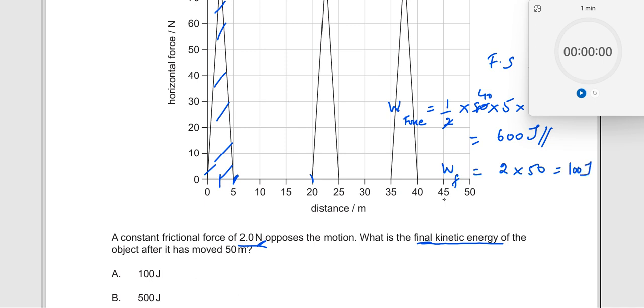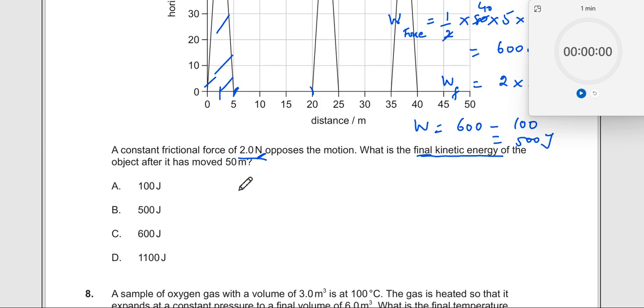And how is it acting? The friction is now trying to take up this energy. 600 joules is the energy on the object, but the friction tries to remove that energy. So therefore the net work done is equal to 600 minus 100, which should be equal to 500 joules. So this question has to be done in a very careful manner. Now the answer is 500 joules.